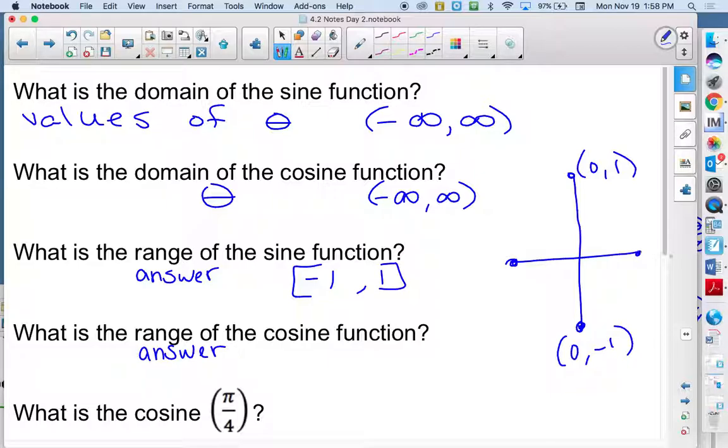Because my first point for cosine is (1, 0). My second point for cosine is (negative 1, 0). So when you're thinking about range, it's the answer. After you plug in the angle, what is the answer? That's the range of the function.